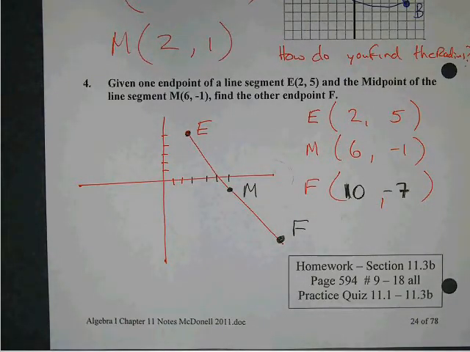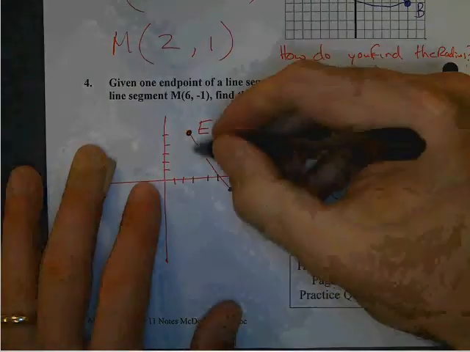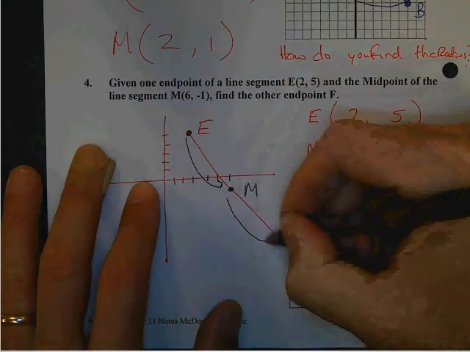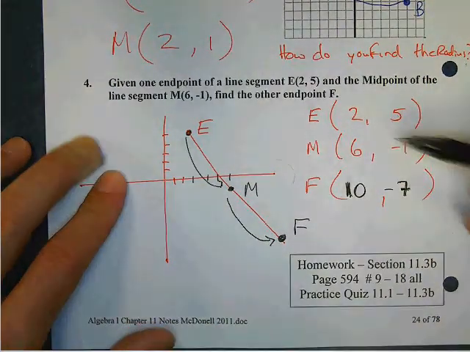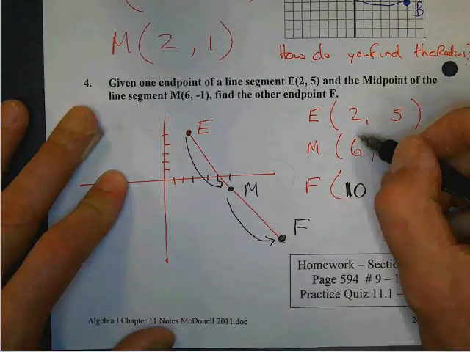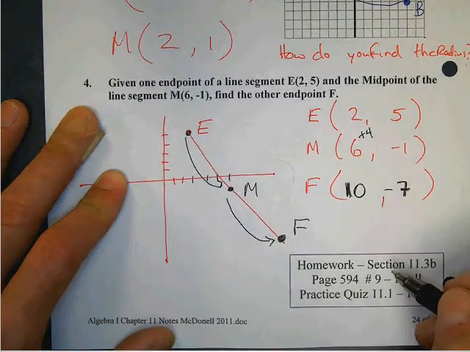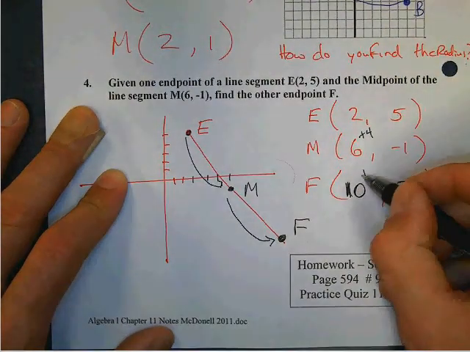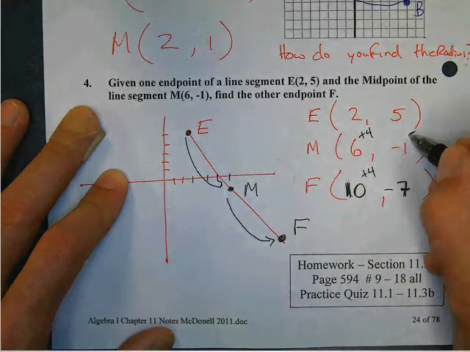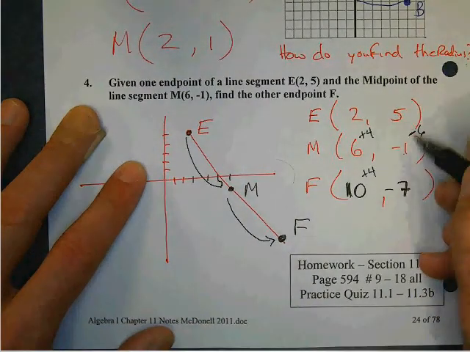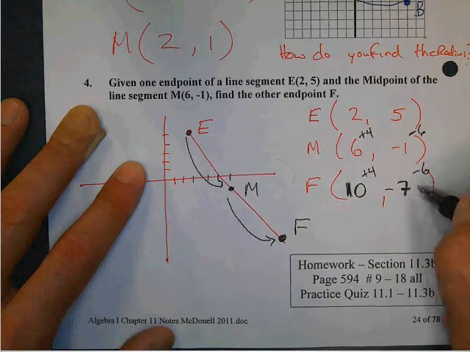How we got F? Okay, you understand my point, my graph? When I was just trying to ballpark where F is, I was saying, okay, about how far is that? Go about the same distance to ballpark it on the graph. But then algebraically we said from 2 to 6 is going up 4. So if it truly is a midpoint, we should go up 4 more. From 5 to -1 is going down 6. So if this is truly a midpoint, if we go down 6 more, we'll get to -7.